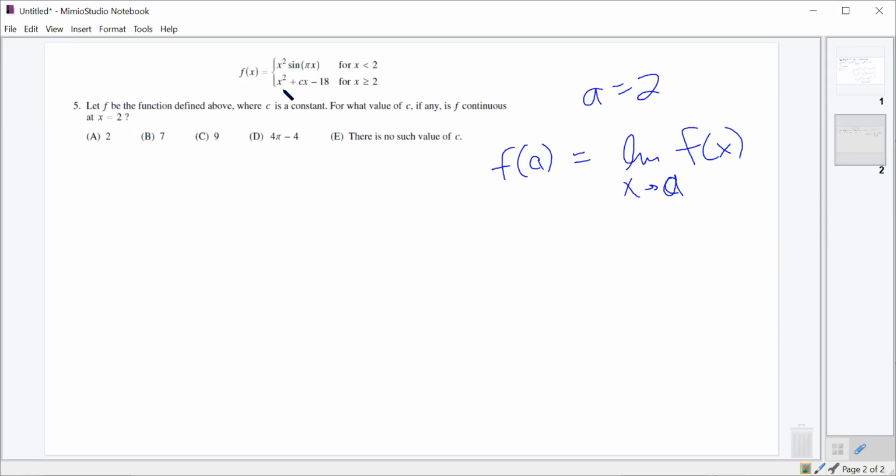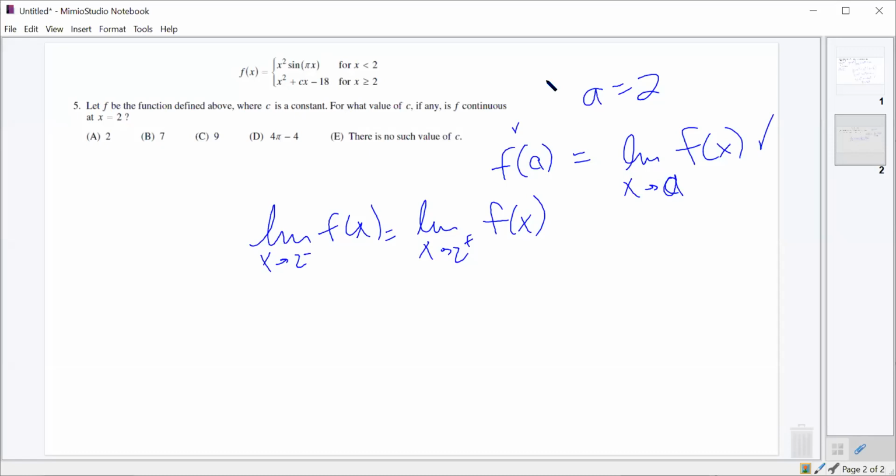Normally, we need f of 2 to exist, and we need the limit as x approaches 2 of f of x to exist, and we need those two things to be equal to each other. So f of 2 is the same as the limit as x approaches 2 from the right, but we also need the limit as x approaches 2 from the left to equal that. So we need to find the limit as x approaches 2 from the left of f of x and set it equal to the limit as x approaches 2 from the right of f of x. And then see when that's true, because anytime that that is true is when this limit exists. And if that limit exists, it will be equal to f of 2.